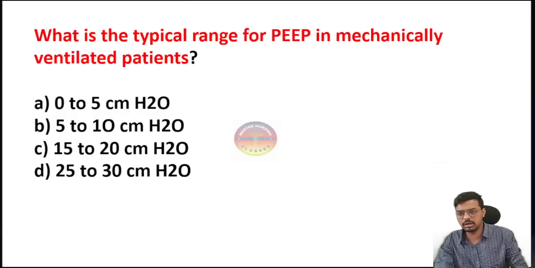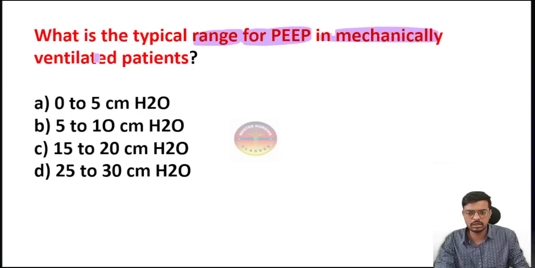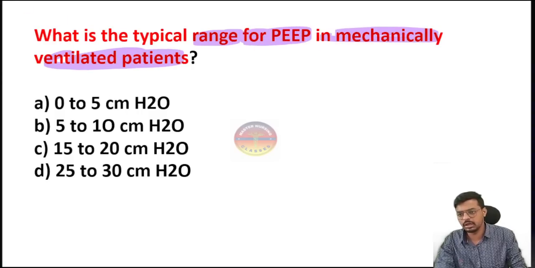So then here is the next question: what is the typical range of PEEP in a mechanically ventilated patient? In a mechanically ventilated patient, what is the typical range of PEEP we have to maintain? It is already discussed in the last question.